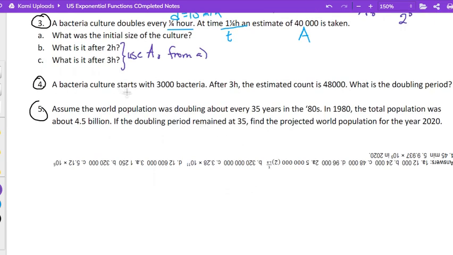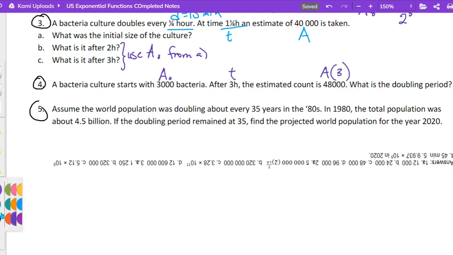Then I had a question for question 4. A bacteria culture starts with 3,000 bacteria. All right, that's my A naught. After 3 hours, well, 3 hours is t, the estimated count is 48,000. So that's going to be my amount at 3 hours, right? What is the doubling period?